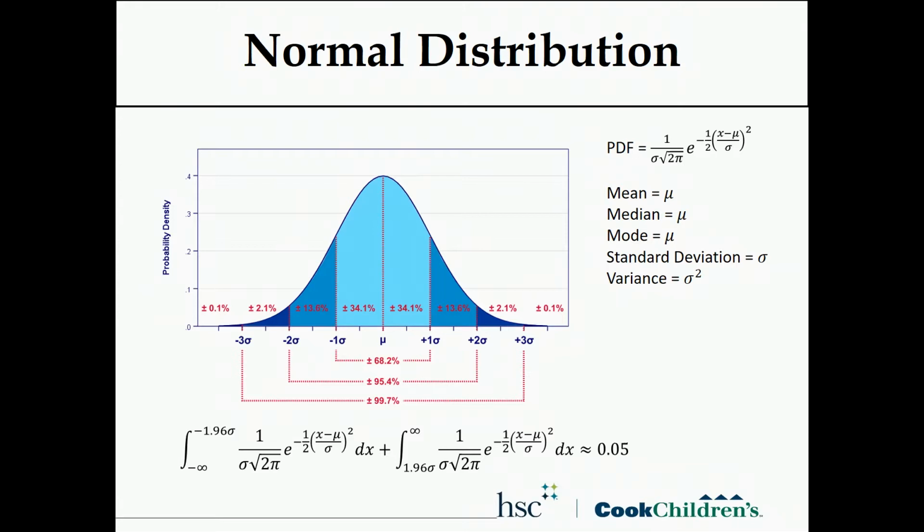For example, with plus or minus 1 standard deviation, about 68% of the sample should fall within 1 standard deviation of that mean value.